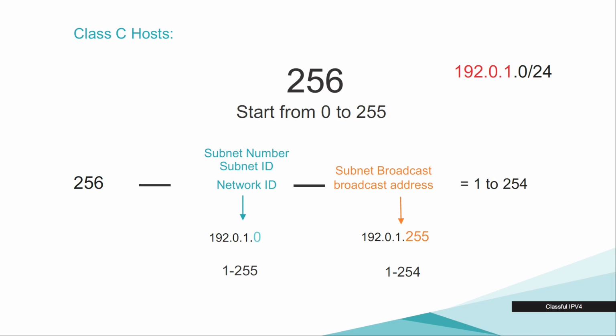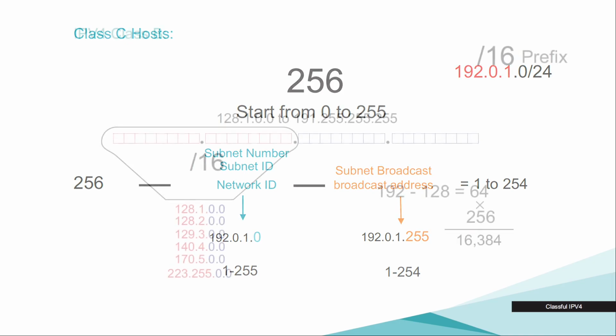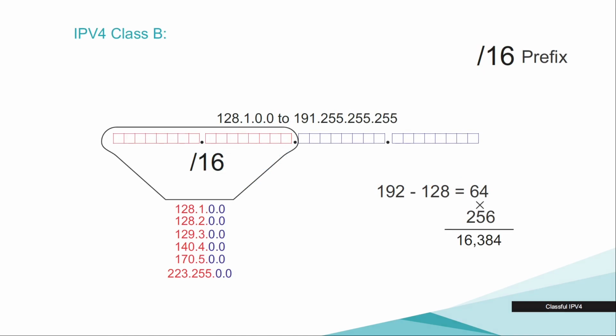So the left IP addresses is from 1 up to 254. That's why in class C we have the total hosts 254. Let's do the same calculation for class B. Class B have the range 128.1.0.0 up to 191.255.255.255. Class B have the prefix /16, which means 16 bits represent the network address. So 16 bits will be the first 2 octets.